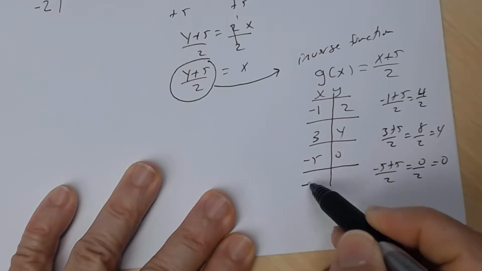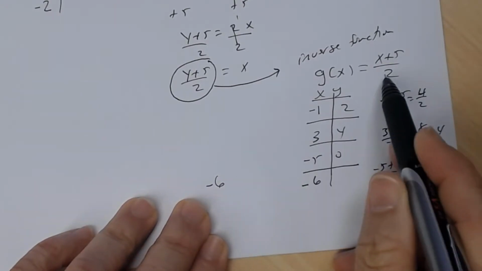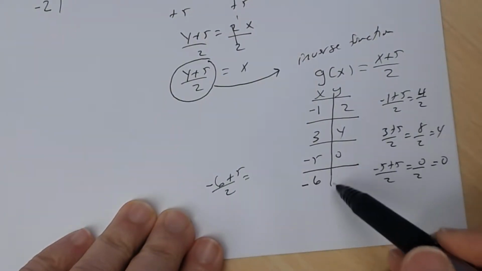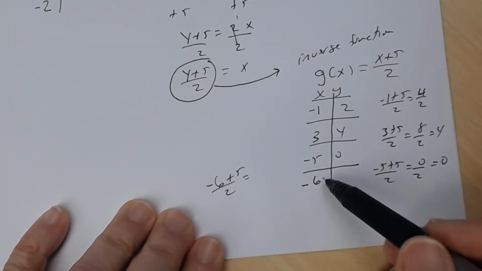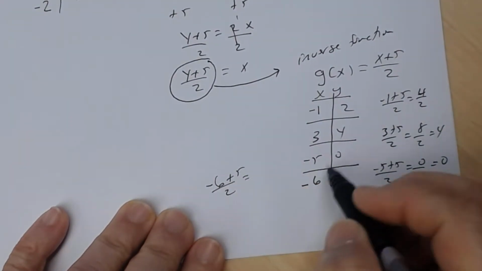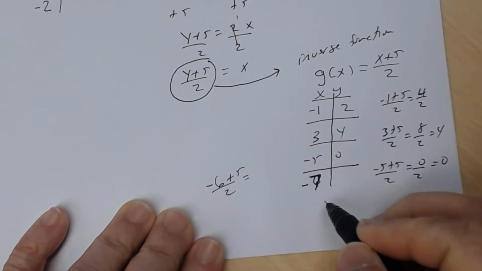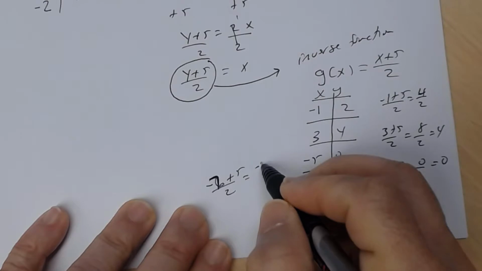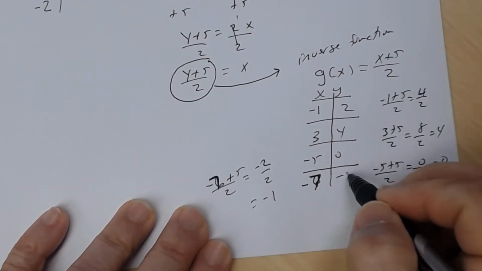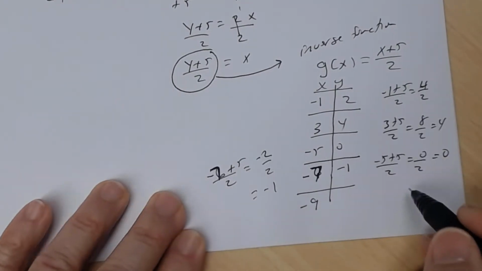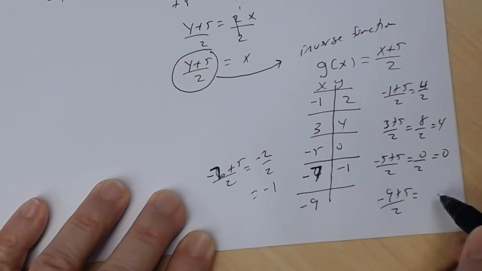If I let x equal negative 6, I get negative 6 plus 5 divided by 2, which is, oops, did I say negative 6? All right, yeah, so let's do negative 7. I'm sorry, because I didn't want to use a fraction. So negative 7 plus 5 divided by 2 is negative 2 divided by 2, which is negative 1. And then if I do negative 9, I get negative 9 plus 5 divided by 2, which is negative 4 divided by 2, which is negative 2.